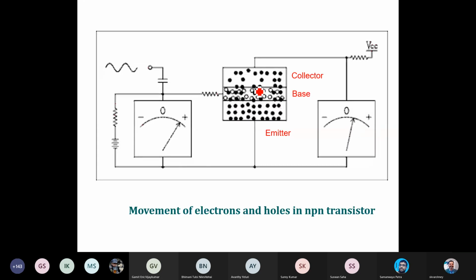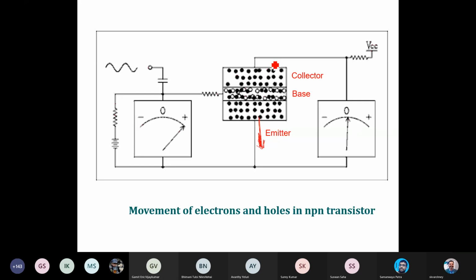But the majority of the electrons injected from the emitter reach the collector-base interface and are swept away, because the collector terminal is at a higher potential, connected to the plus VCC. So it crosses this region and reaches the collector. That constitutes the collector current, and the emitter current is because electrons are being injected from here. The emitter current is in this direction, the collector current is again in this direction, and then you have the base current which is coming to the base.